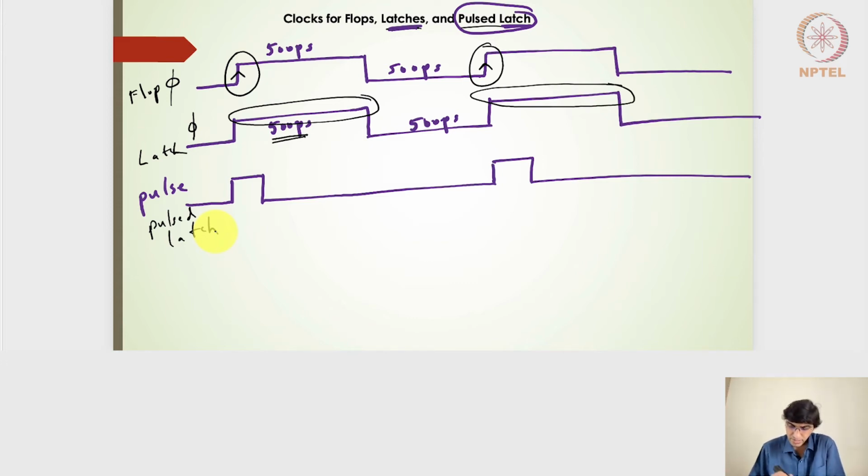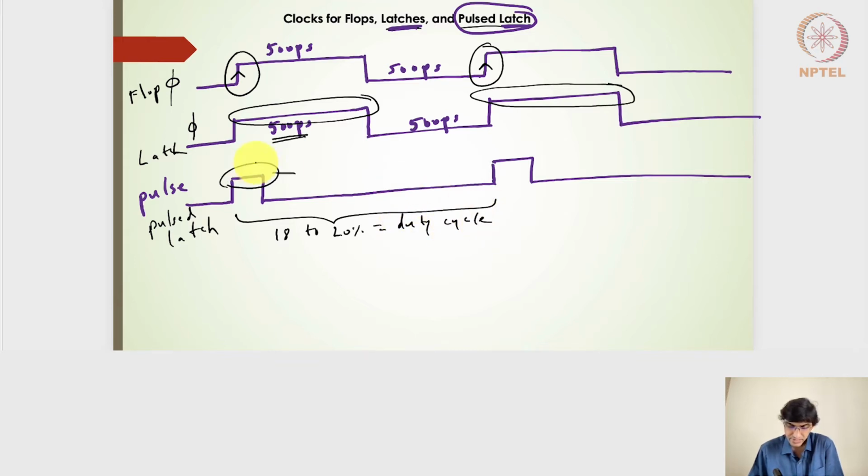Just to give a little additional information, note that the pulse level here is not of the same duration as the 500 picoseconds here. The duty cycle will be nothing but the pulse level high divided by the pulse level high plus the low. It is generally around 18 to 20% duty cycle.